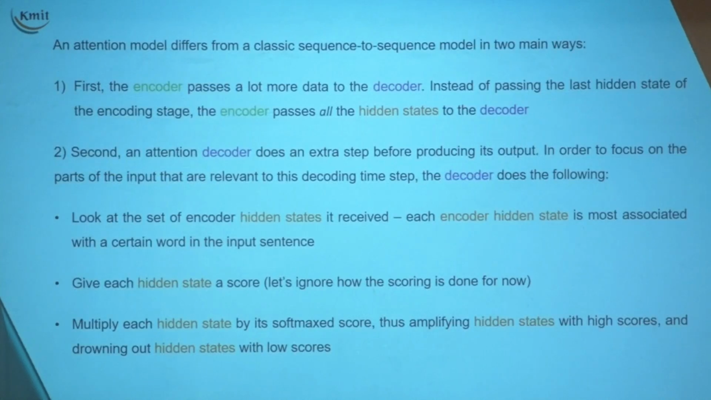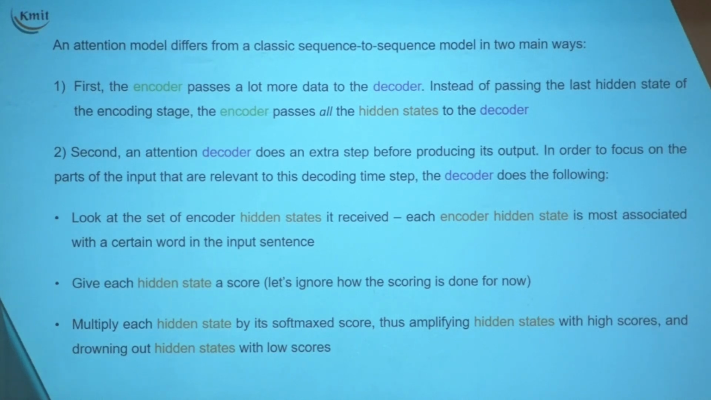Okay. Now look at this. An attention model, this is very important. An attention model differs from a classic sequence to sequence model in two ways. Please understand these two points. What is point one? First, the encoder passes a lot more data to the decoder. What do you mean by a lot more data? The entire context vector, everything is processed at once. Instead of passing the last hidden state of the encoding stage, the encoder here passes what? All hidden states. This is the first difference.